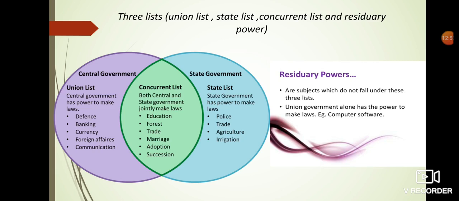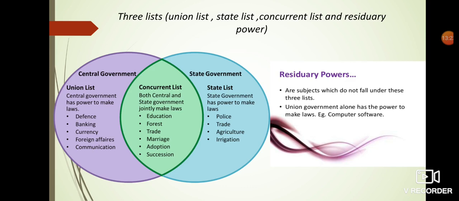The third list is the concurrent list. It includes subjects of common interest to both the union government as well as the state government, such as education, forest, trade unions, marriage, adoption, and succession. Both the union as well as the state governments can make laws on the subjects mentioned in this list. If their laws conflict with each other, the law made by the union government will prevail.